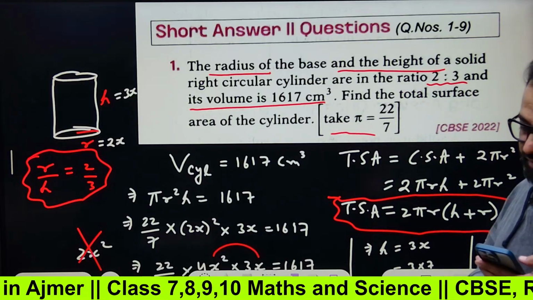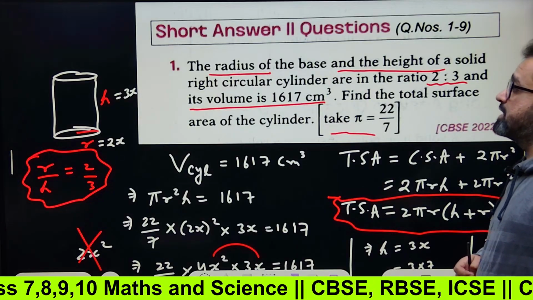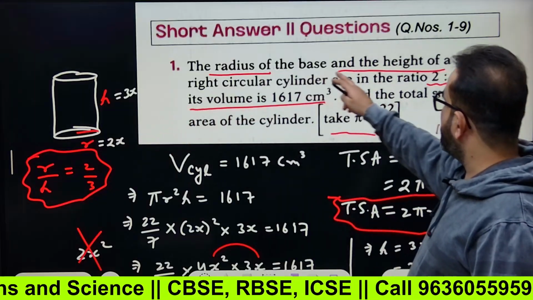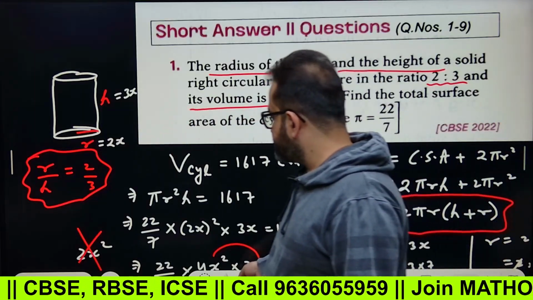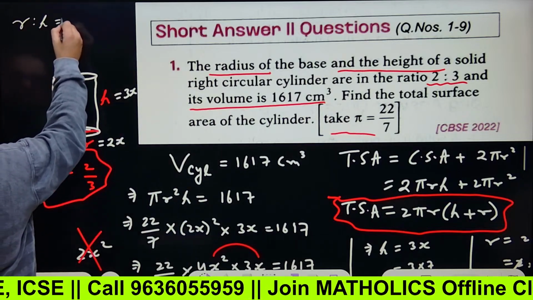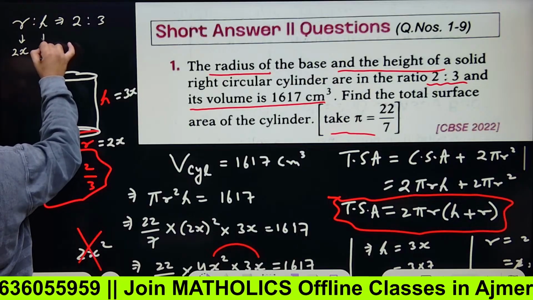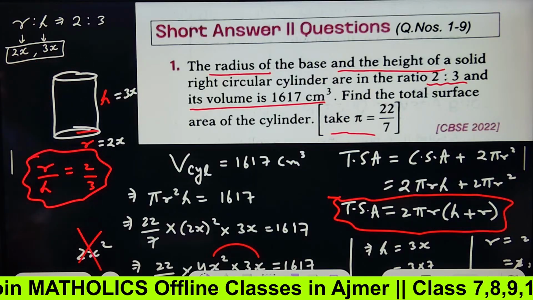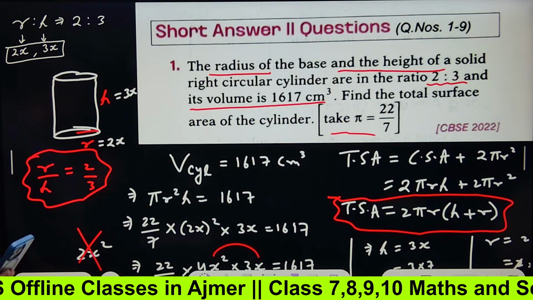Now, the radius of the base and height of the solid circular cylinder would mean what? Radius of the base, that means r, and height of a solid circular cylinder are in the ratio 2:3. So r is to h we have been given, 2:3. So let r be 2x and h will be 3x. Got this point? Yes or no? If r is 2x, height will be 3x. Yes or no in the comments? I think a big yes. Okay.